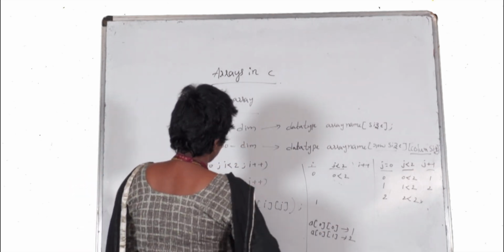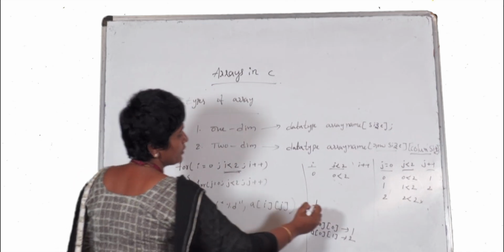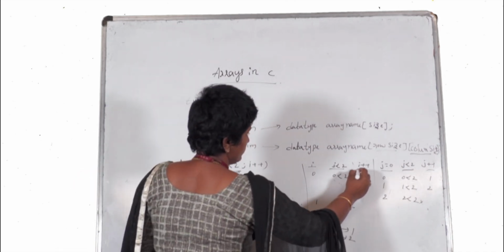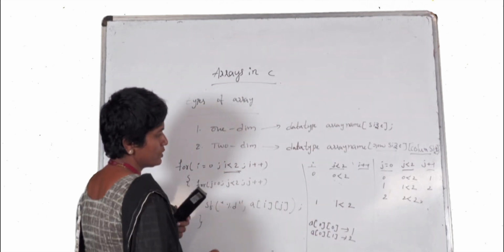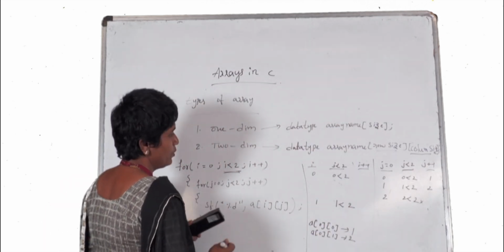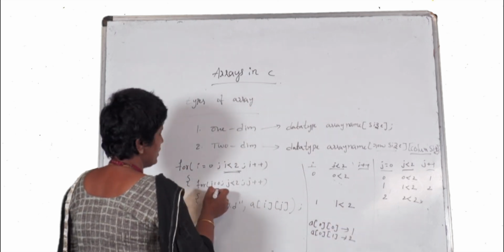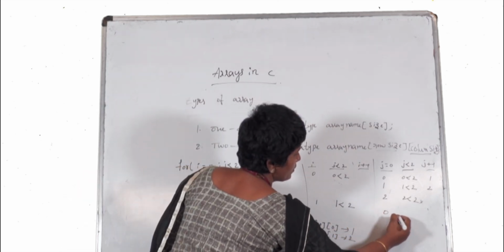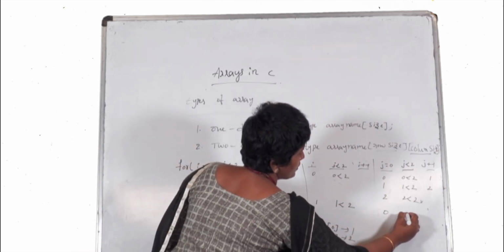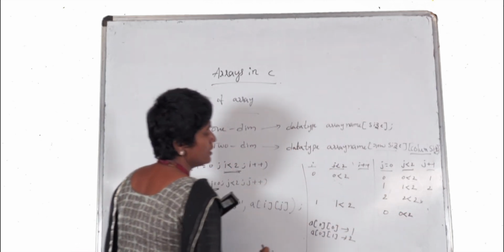So again it will check the condition i less than 2. That means 1 less than 2, and this condition is true. Same thing, it will enter into the inner j loop. Now the j value is initially 0. What is the condition? 0 less than 2. This condition is true.